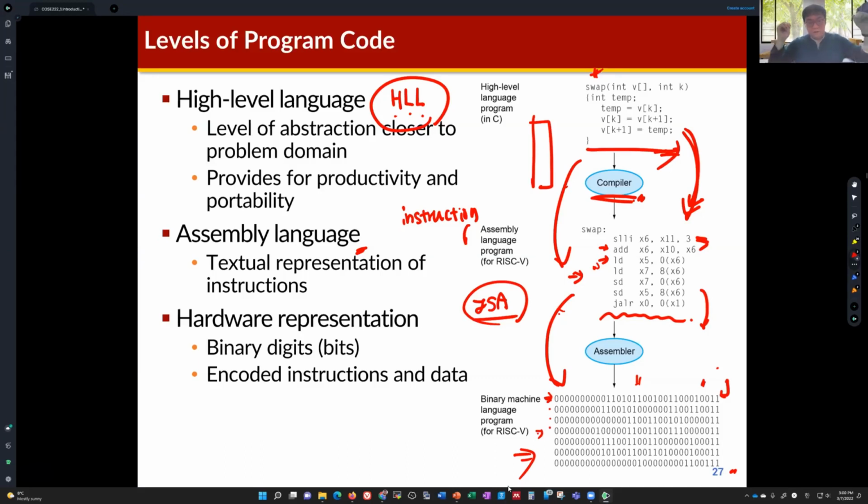So assembly is very similar to machine language. Actually, machine language has only bit data, like digital data, 1s and 0s. But this assembly code is a one-to-one map to this machine language code, machine language line. Okay, that's how the programs are translated into machine language.